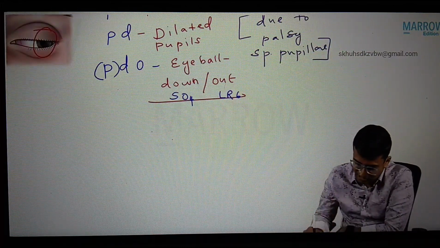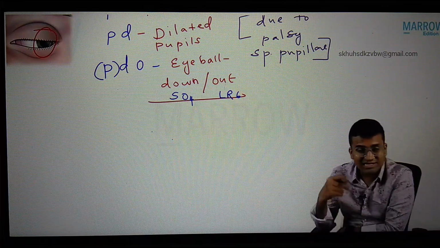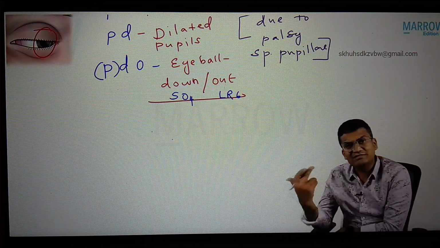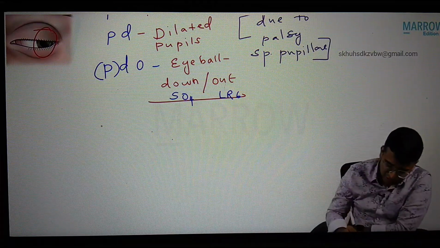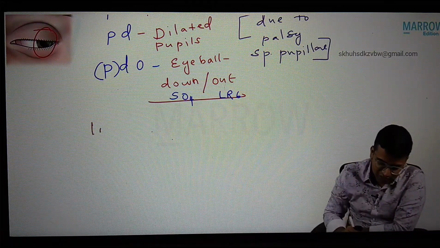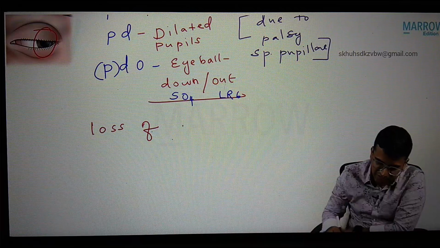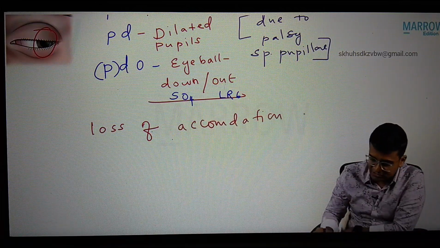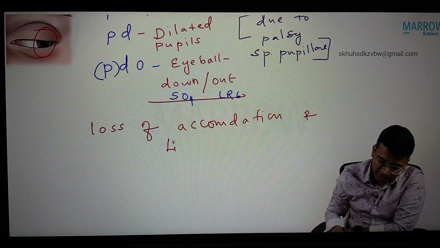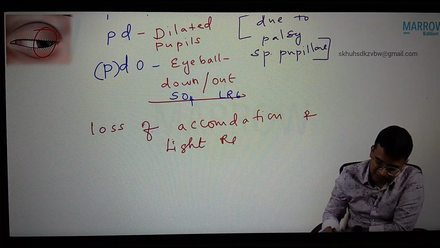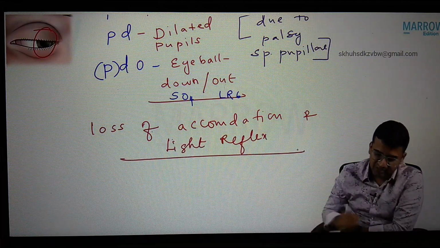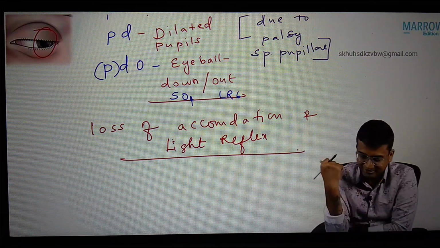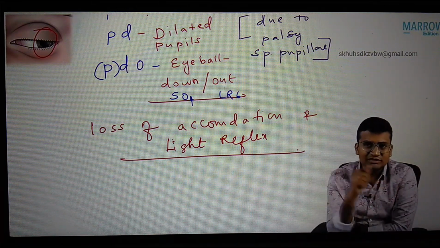Plus loss of two reflexes. Now the ciliaris muscle, I told you, is supplied by the third nerve carrying the fibers from the Edinger-Westphal nucleus via the ciliary ganglion. So ciliaris muscle palsy is also there, and because of that there is loss of accommodation reflex. The third nerve is also involved in the light reflex. So loss of accommodation reflex and the light reflex. Okay. Right. These are the points we have to know about the features of third nerve injury. Fine. And that's all about the third nerve.